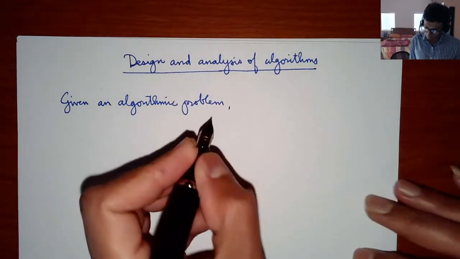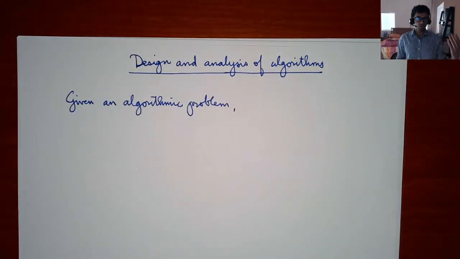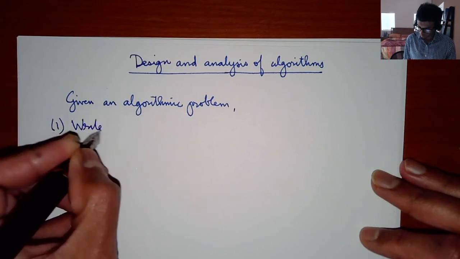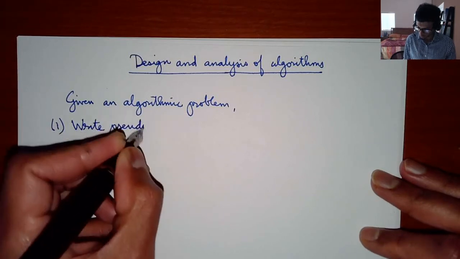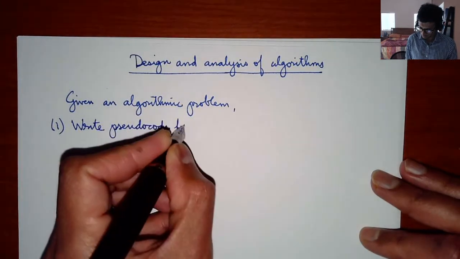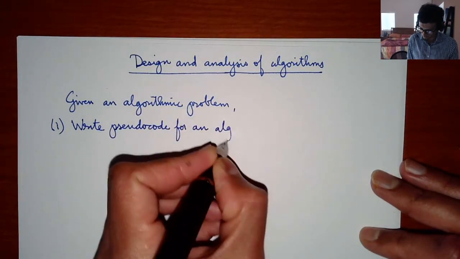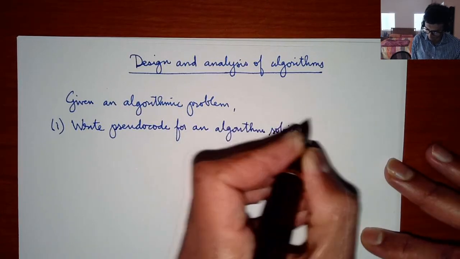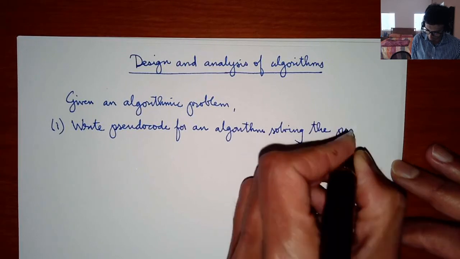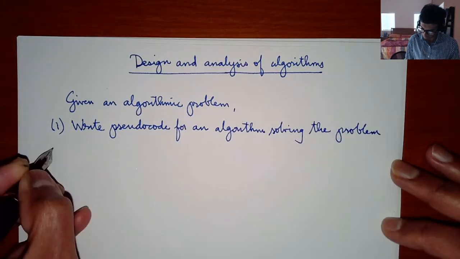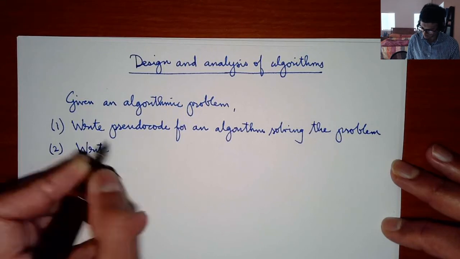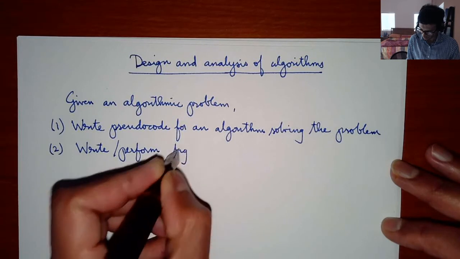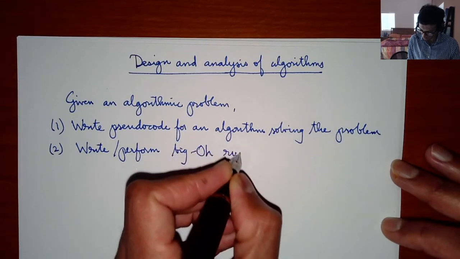Given an algorithmic problem, and you are going to have to do this in your next two tests, you have two tasks. Write pseudocode for an algorithm solving the problem. Write or perform a big O runtime analysis.